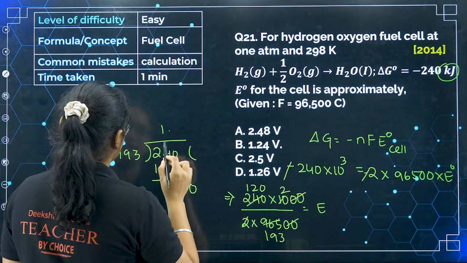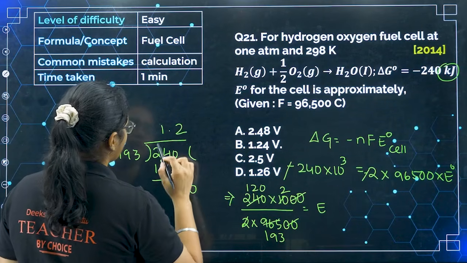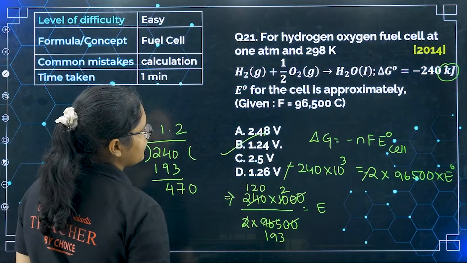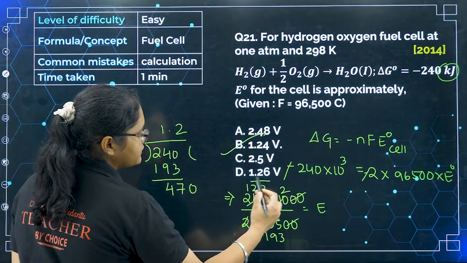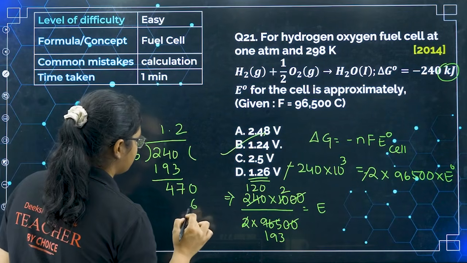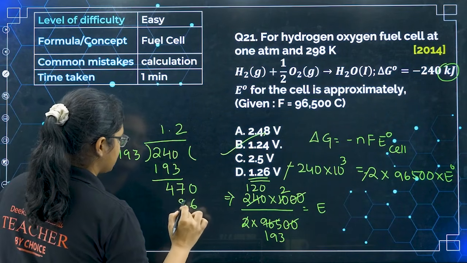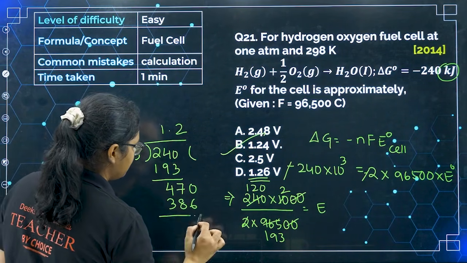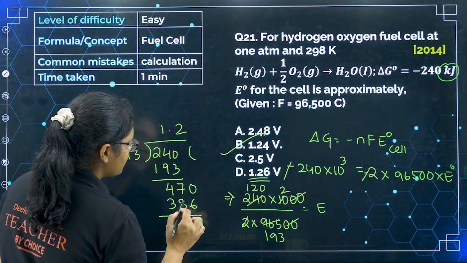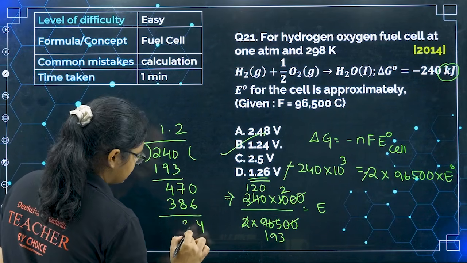So I should consider 3 will not go, 1.2 something I'll get, which is option number B. Okay, I have 1.26 also. So we have to go a little bit more. 2 3s are 6, 2 9s are 18, 2 1s are 2 plus 1 3. I have 10 minus 6 4. 16 minus 8 is 8.